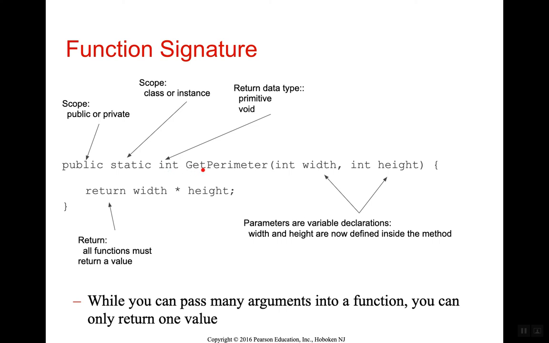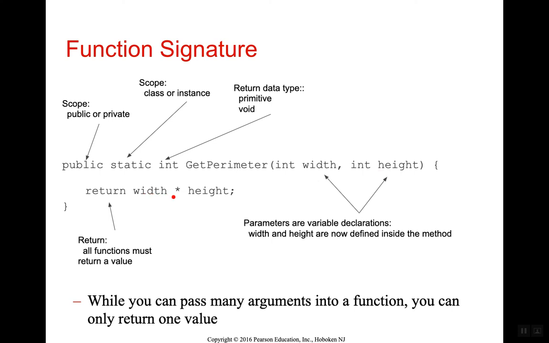Then you have the name of the function or the module. In this case, get parameter is the name, and then we have the parameter list. So really the only difference between a function and a module, as we've learned them so far, is this return type. We change it from void to int, and then we add a return statement somewhere in the code. Okay? So in this case, get parameter, this looks like the perimeter of a rectangle or a square, right? So int of width and height, and we return width times height.